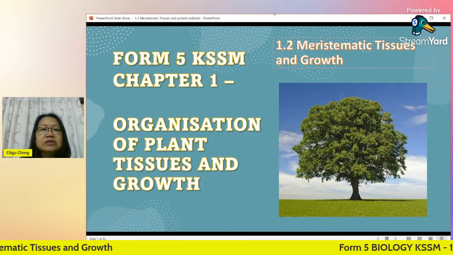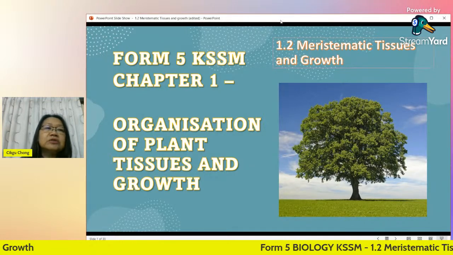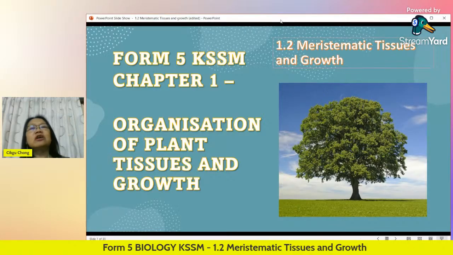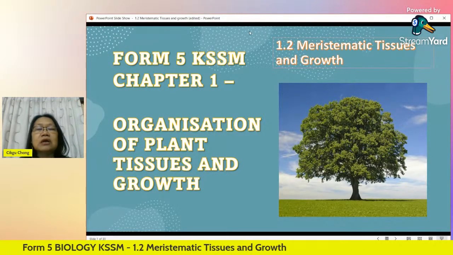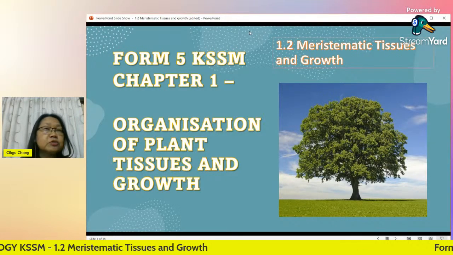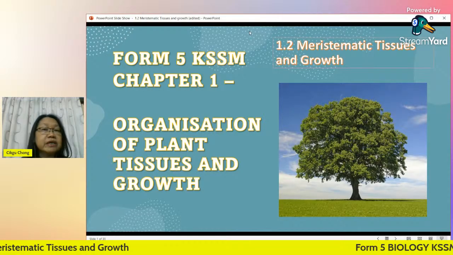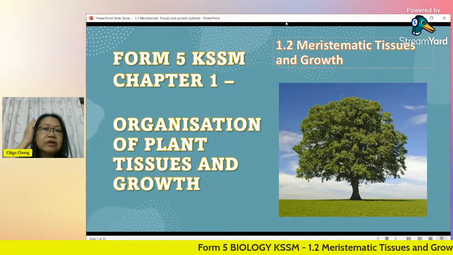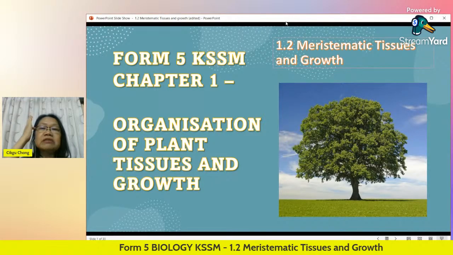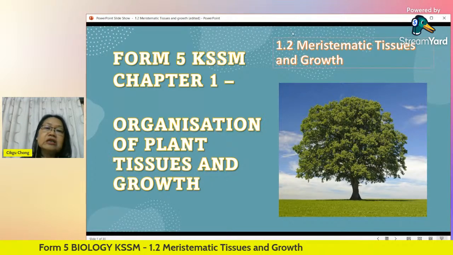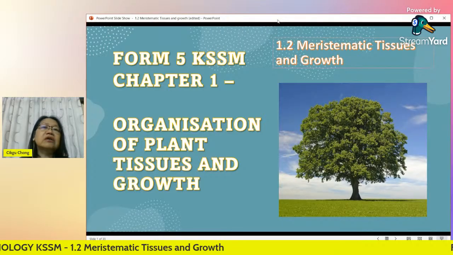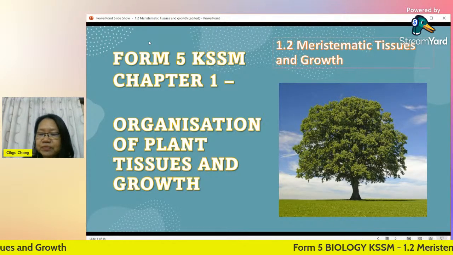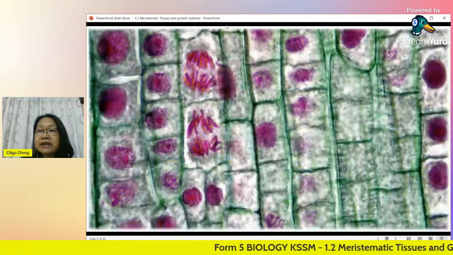Now, today is 1.2, which is a continuation of 1.1, the organization of plant tissues. I promised you earlier during 1.1 that I'd be making a class on meristematic tissue, so today is the class. We're doing 1.2, which is meristematic tissues and growth. Those who are having an exam soon, with bio papers next week, can use it as a revision. Now, let's start.